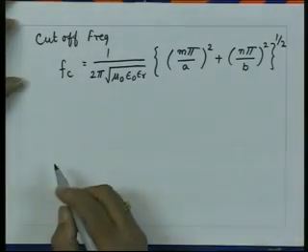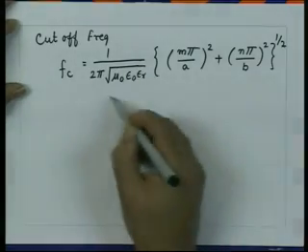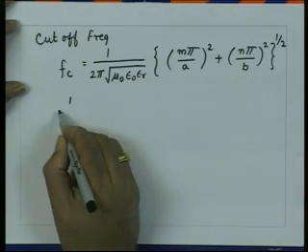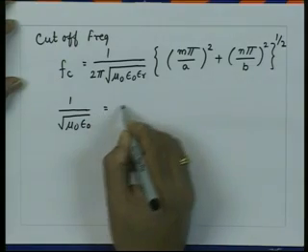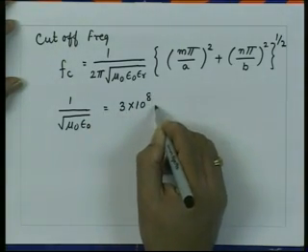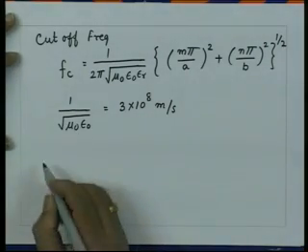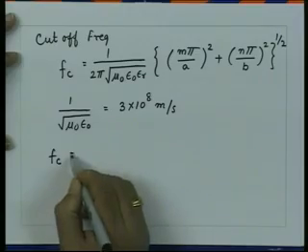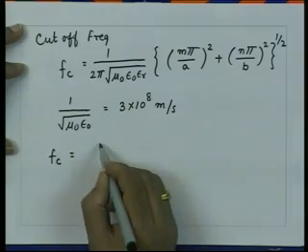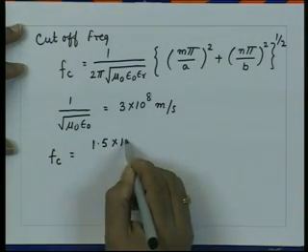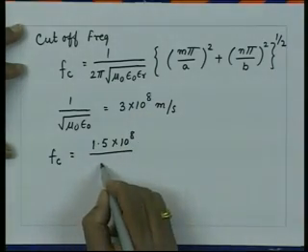That is the expression for the cutoff frequency, and we know this quantity 1 upon square root mu 0 epsilon 0 is nothing but the velocity of light in vacuum. So, 1 upon square root mu 0 epsilon 0 is equal to 3 into 10 to the power 8 meters per second. Substituting this, we get f_c, the cutoff frequency of a mode. This divided by 2 will give me 1.5 into 10 to the power 8 divided by square root of epsilon r, which is square root of 3.